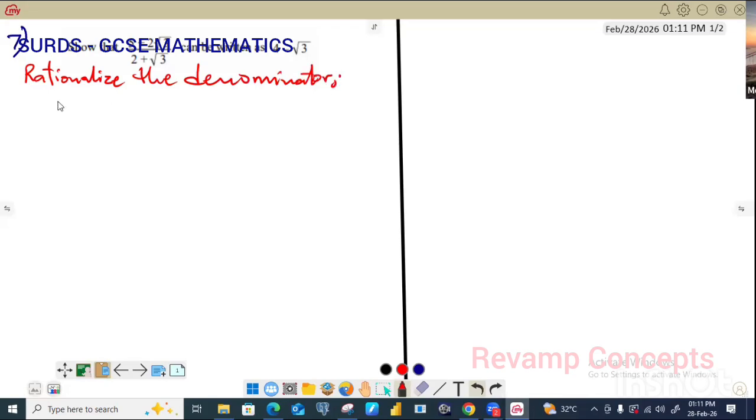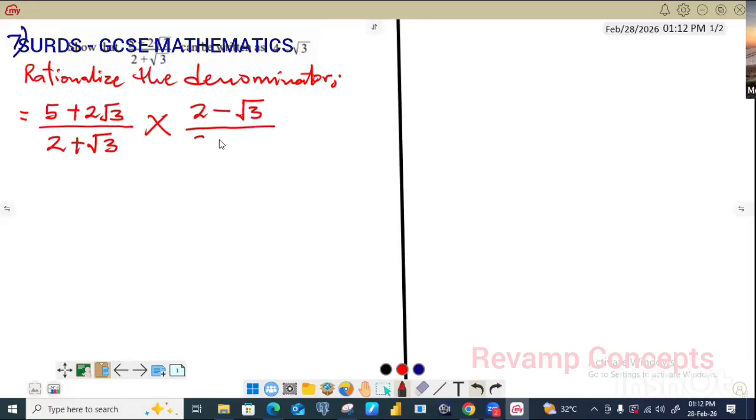In rationalizing the denominator here, because the denominator is an expression, we are going to change the sign. So what we are going to have will be 5 plus 2 root 3 over 2 plus root 3, everything multiplied by 2 minus root 3. That is, we are changing the sign of the denominator. So this is what we are going to express now.